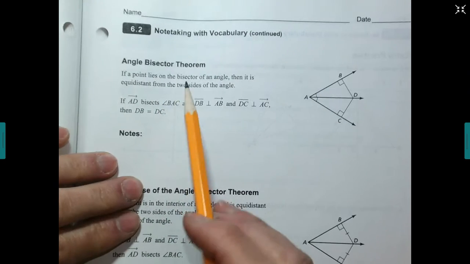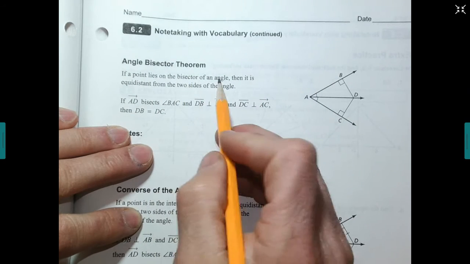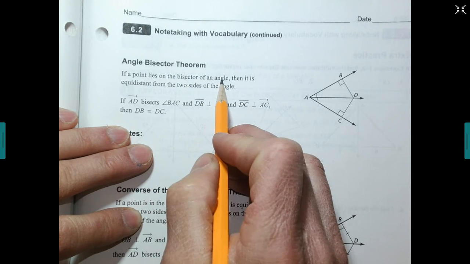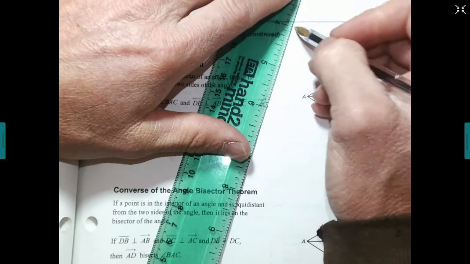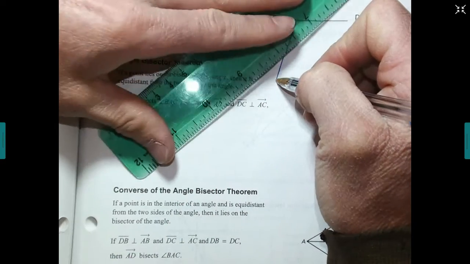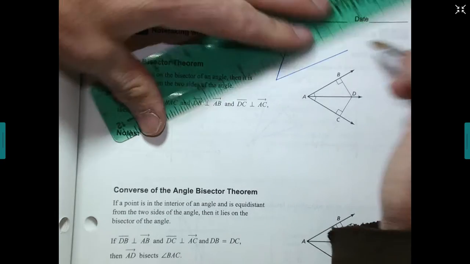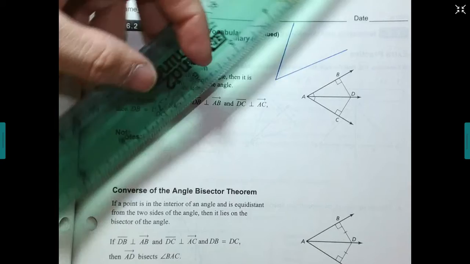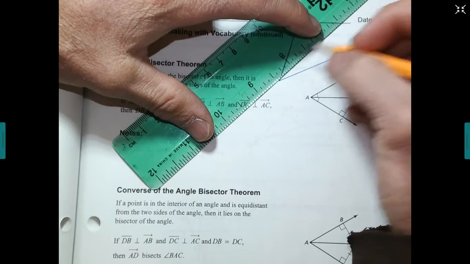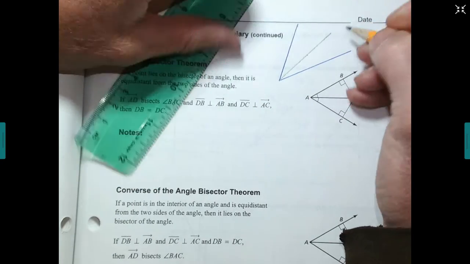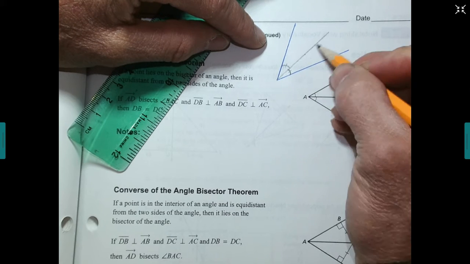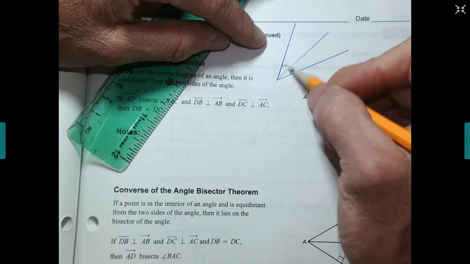So, if a point lies on the bisector of an angle. What's the bisector of an angle? That just means it cuts the angle in half. The bisector of an angle cuts an angle in half. It means you get two equal angles. So let's say I have an angle, and I have a bisector of that angle. That means the bisector is going to go right down the middle, meaning this is going to be equal to this.